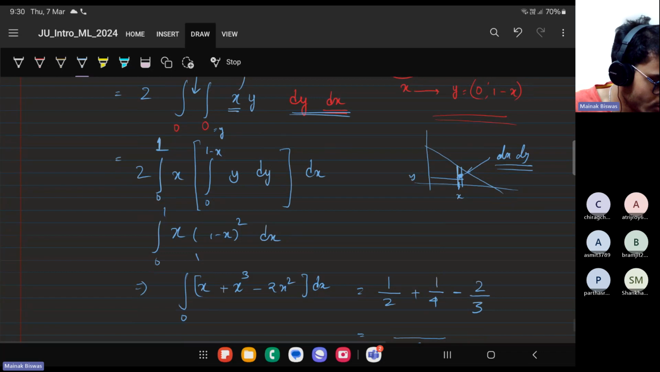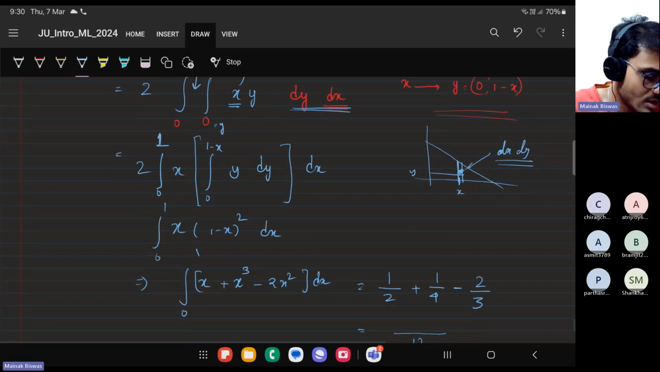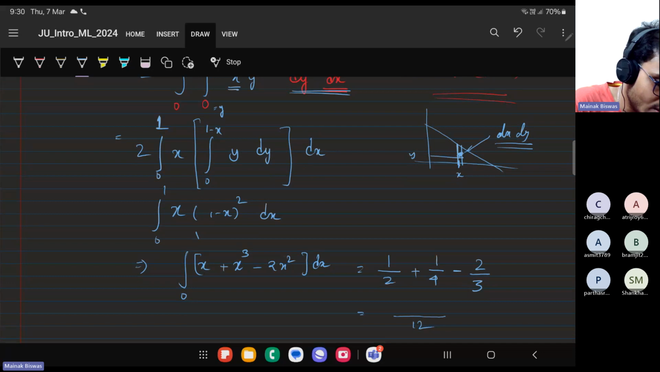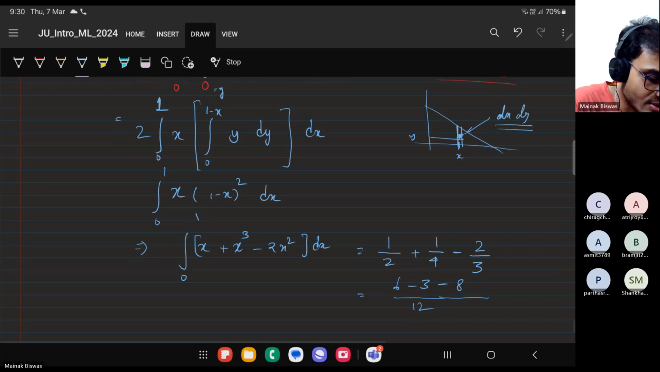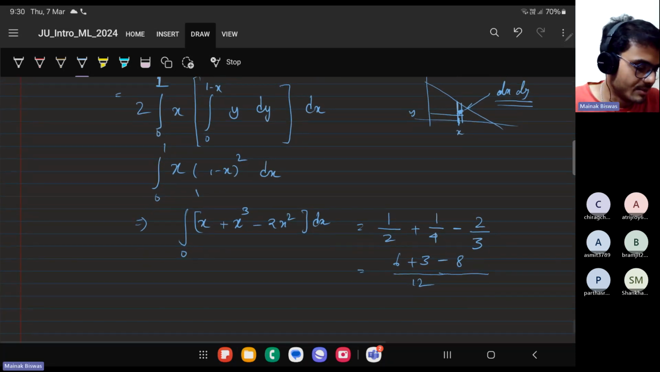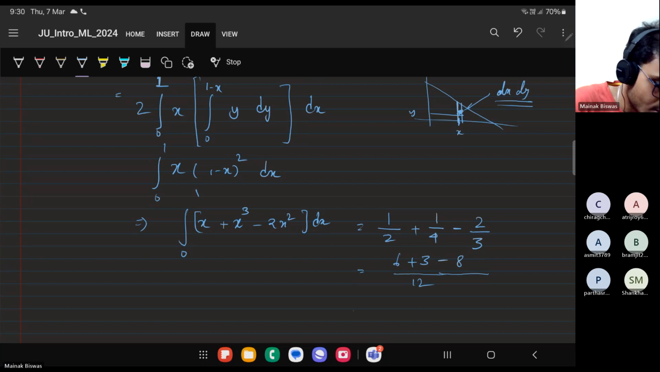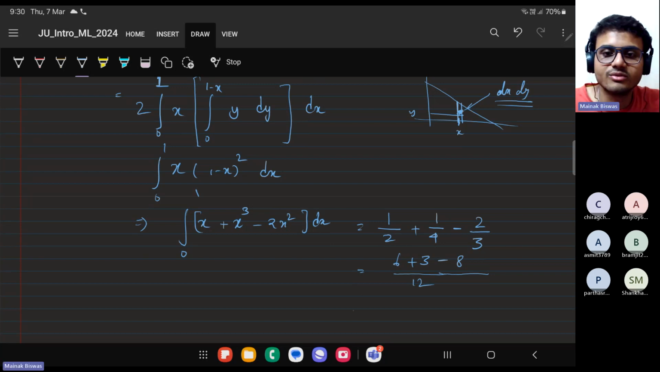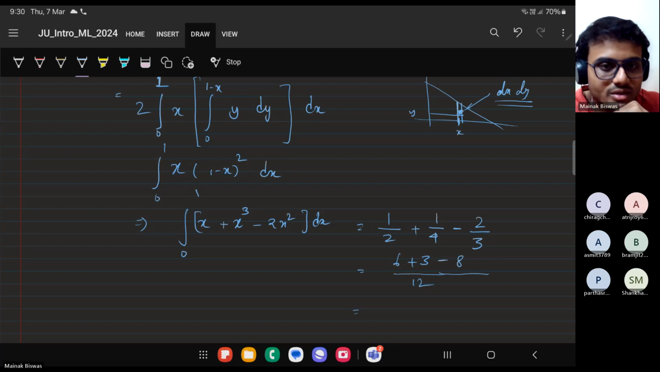Y square by 2 minus 2x, x cubed by 4, cubed by 3. Let me just check. So it will be 4, 6 minus 3, 6 minus 3 minus 8. Again, I have made some error. It cannot be positive. How do I know it cannot be positive? Can anyone tell me how am I telling you it cannot be positive?